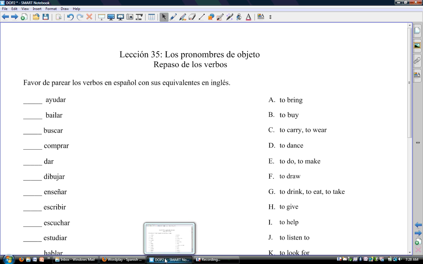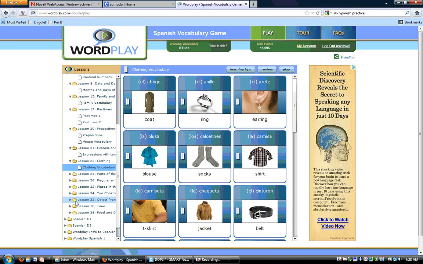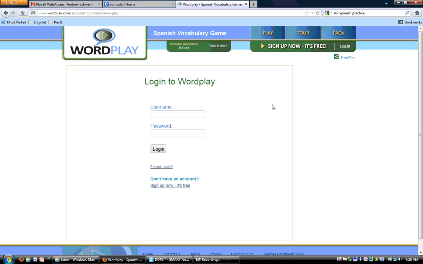Once you get those, go to Edmodo, turn them in using the turn in button, and then if you have more time, you can go to Wordplay. There's an exercise on here. It's lesson 35, and they're a little out of order, as you can see. It says verbs for the quiz. You can just play that game. Now I logged out, I timed out. That's what you can do, and if you spend 15 minutes before we take the quiz, which I'm not sure if it'll be Friday or next week sometime, I'll give you 2 extra credit points.